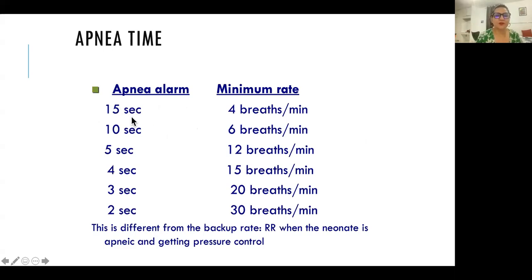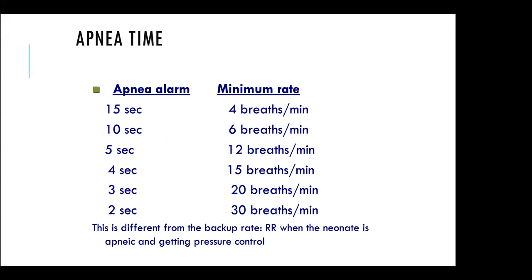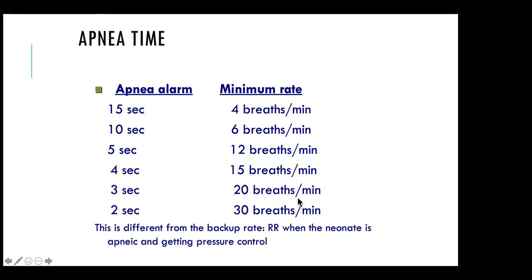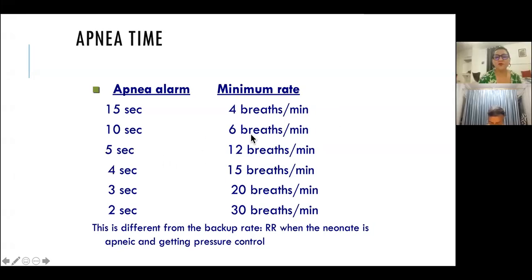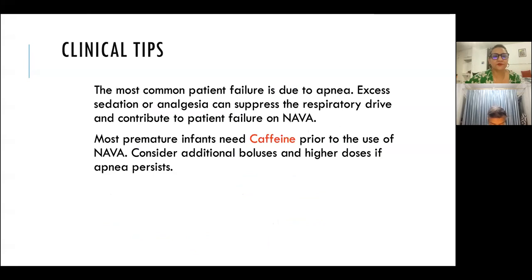So supposing you have kept 15 seconds, then the minimum rate would be 4 breaths per minute. I don't think 4 breaths per minute is good enough. 10 seconds is 6 breaths per minute, and 5 seconds is 12 breaths per minute. And 4 seconds is 15, 3 is 20, and 2 seconds is 30. So 20 and 30 is quite high for the apnea setup, but at least 5 seconds is a good apnea alarm number, where the minimum rate is 12 breaths per minute. So when the baby is not breathing even 12 breaths per minute, that is the time when the backup would start.